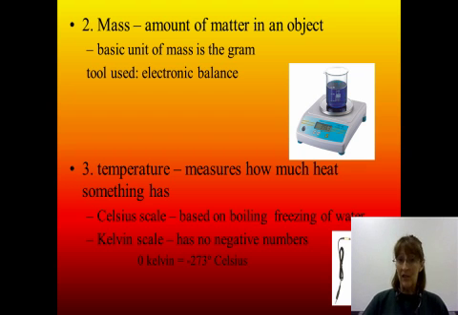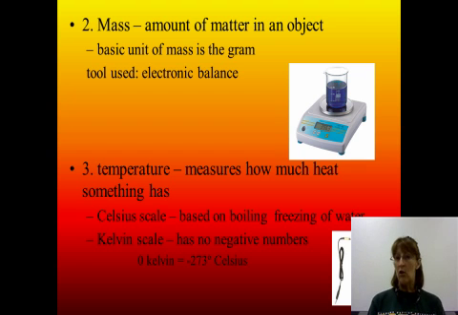So we have the Celsius scale, and the Celsius scale was set up to be based on the boiling point and the freezing point of water. So the freezing point of water is 0. The boiling point of water is 100 degrees Celsius. The other temperature scale that we'll use is the Kelvin scale. And the Kelvin scale is the same basic setup as the Celsius scale, only they took 0 and they moved it all the way down to absolute zero.